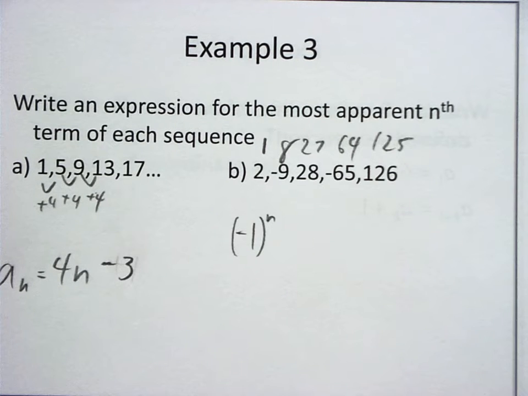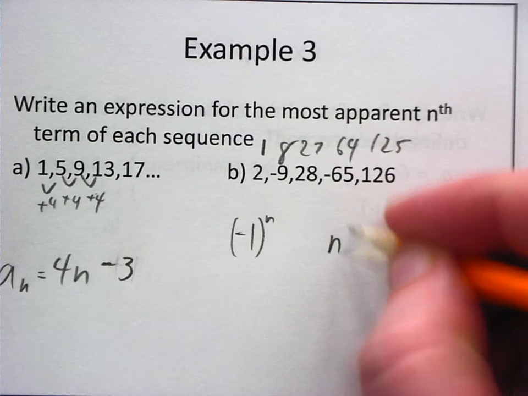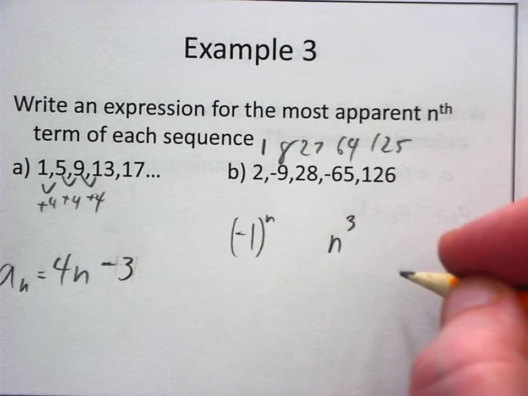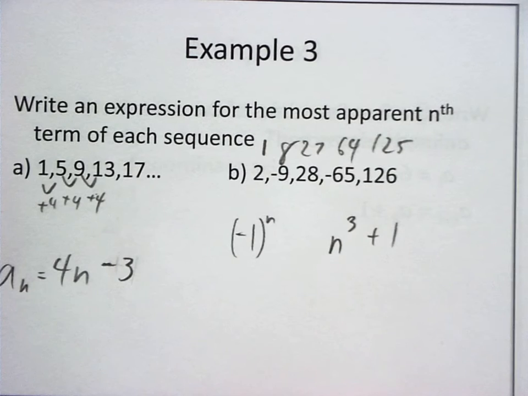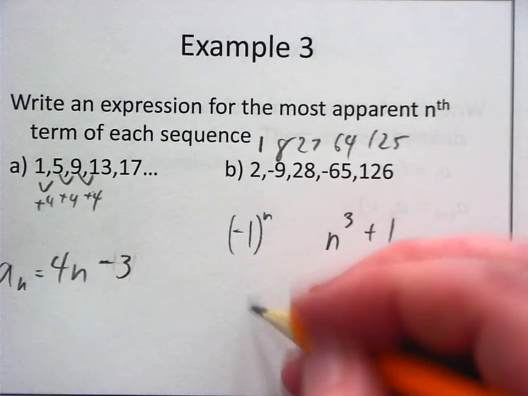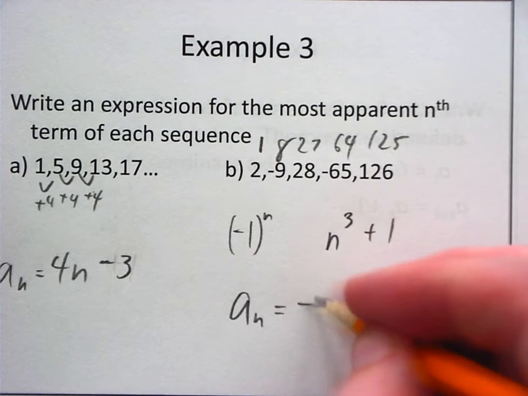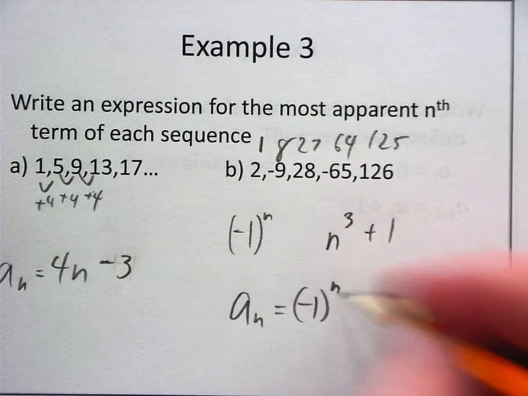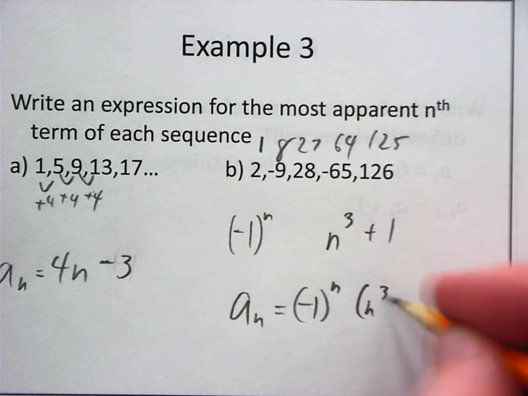Honestly, if you see numbers like 1, 4, 9, 16, 25, 36, it's squared. If you see 1, 8, 27, 64, 125, it's cubed. Here, you're cubing that n value. But you're not just cubing it, you're then doing what with it? Adding 1 to it. So if I put all this together, I get a sub n is equal to negative 1 raised to the n, times n cubed plus 1.